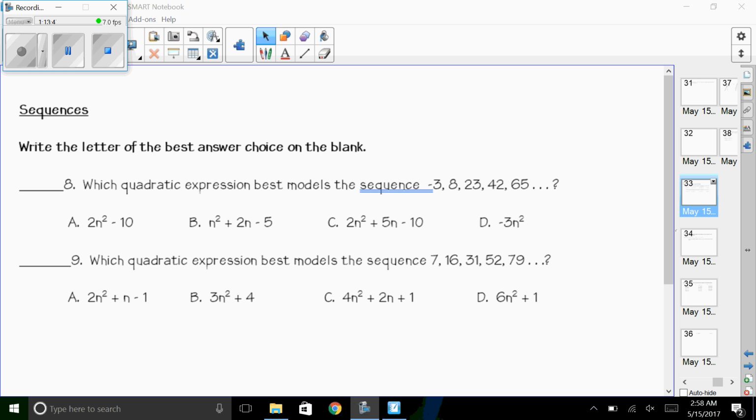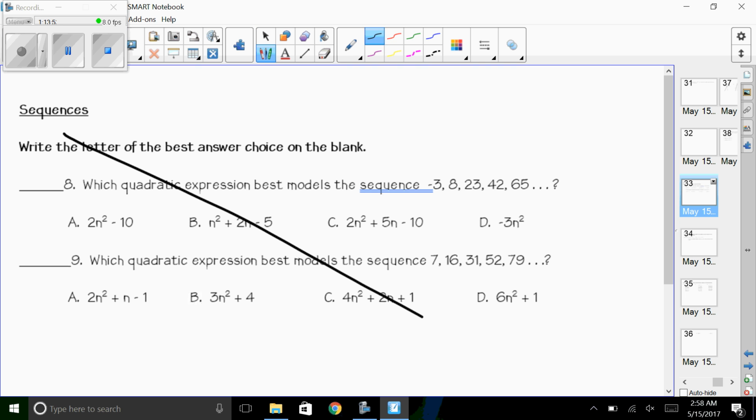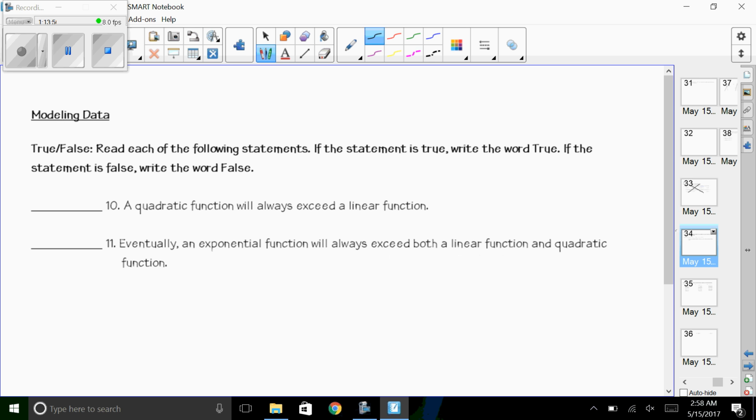Alright, again in part 2, the sequence section, we can skip that because we didn't cover it. Alright, going to the next problems. True or false? Read each of the following statements. If the statement is true, write the word true. If the statement is false, write the word false. A quadratic function always exceeds a linear function.